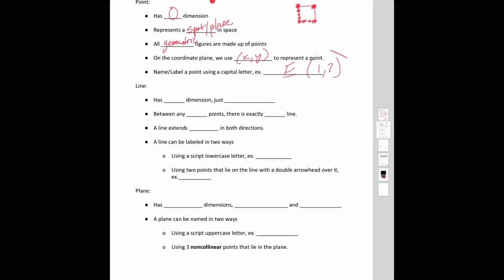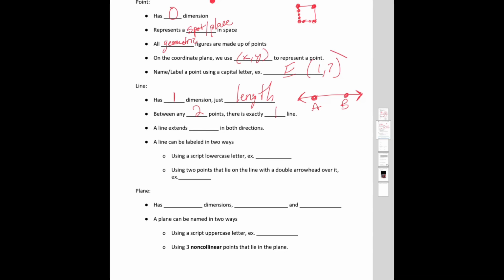Next, we have our line. A line has one dimension and just length. So if we take a look at our line, a line is a collection of points. Down here it says between any 2 points, there is exactly one line. So for example, this line here, here's 2 points. Let's say we have A and B.